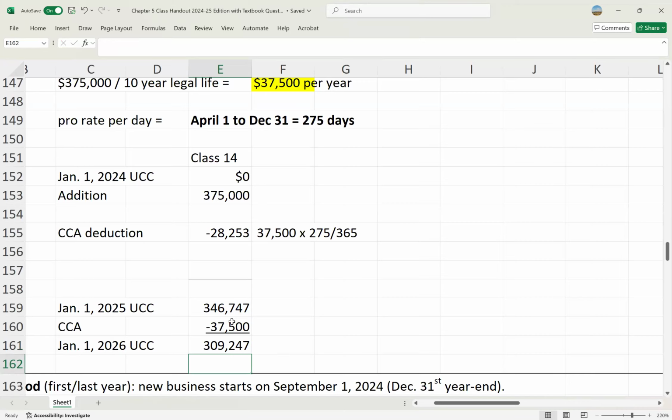So once again, class 14 is another one of those exceptions. It is straight line. It's basically the cost divided by the legal life. And then also, if it's not used in that first year for the full year, we have to prorate it based on the number of days. Any questions about class 14?